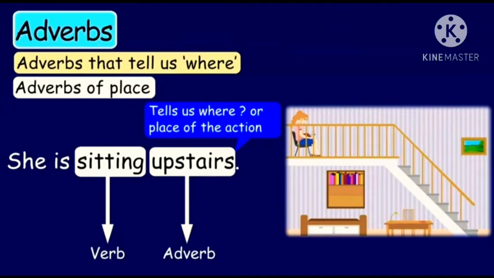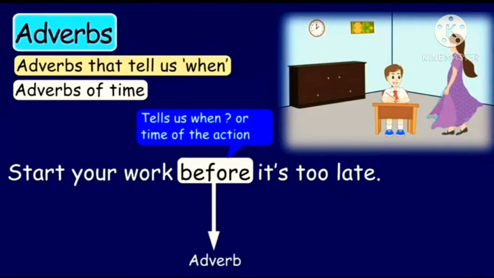Similarly, she is sitting upstairs. Here also, upstairs is showing you the place where the action is done. Hence, it is also an adverb of place. Now, the next is adverbs of time. Adverbs that tell us when an action is done are known as the adverbs of time. For example, start your work before it's too late. So here before is an adverb and before is telling us when to start the work.